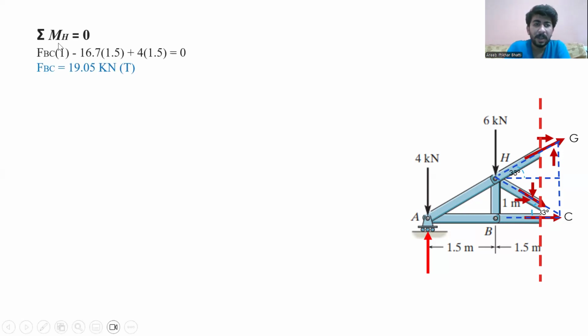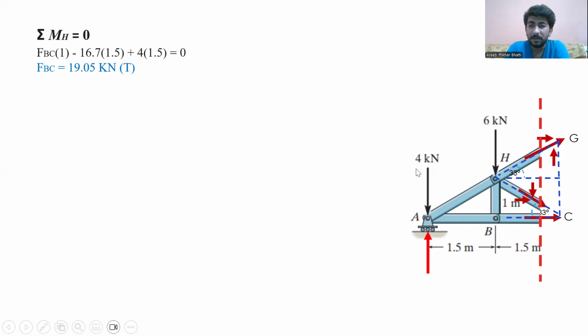And so I am going to apply moment at this point. When we apply moment at this point, these are our moment arms. So the remaining forces are FBC force, which is this force, and it has a perpendicular distance of about 1 meter. And you see this force is moving in anti-clockwise direction, so it is positive. And we have a 16.7 kilonewton force, which is acting like this, and it has a perpendicular distance of about 1.5 meters, which is this distance. And it is negative because it is moving in clockwise direction.